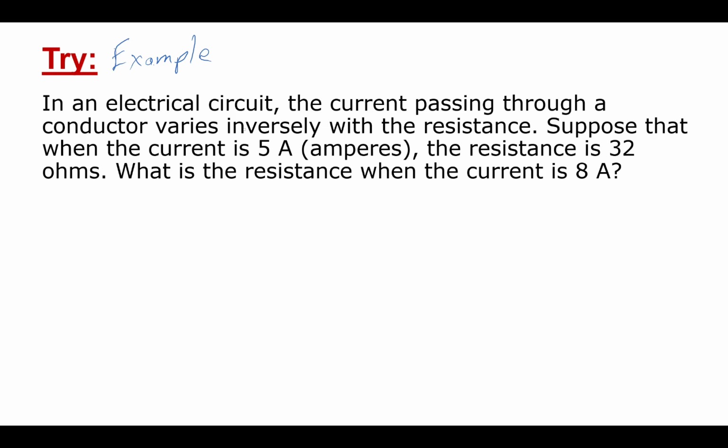So I have, in an electrical circuit, the current passing through a conductor varies inversely. Okay, so current. Let's just call it current right now while we're working with it. Current is going to equal, and varies inversely, so this is where K times something with the resistance. Inversely with the resistance, so this is not times, it's inversely. It is K divided by the resistance. So this would be K over the resistance.